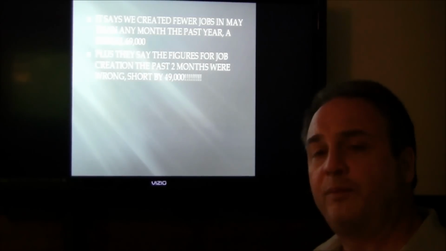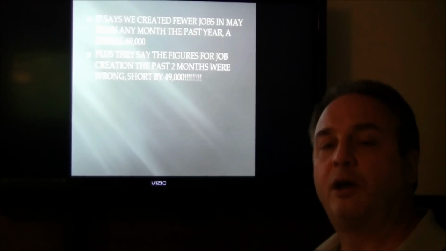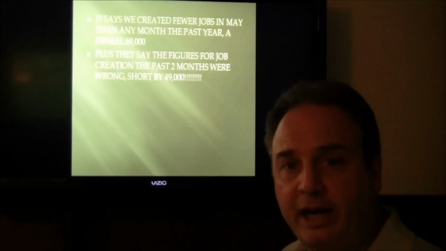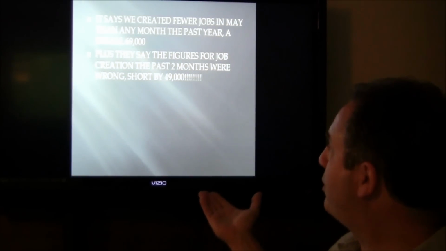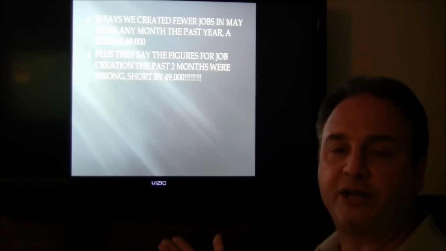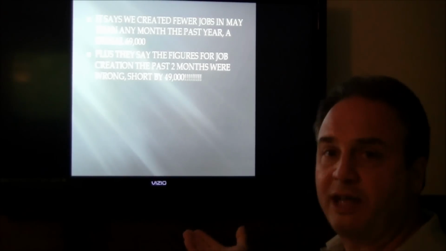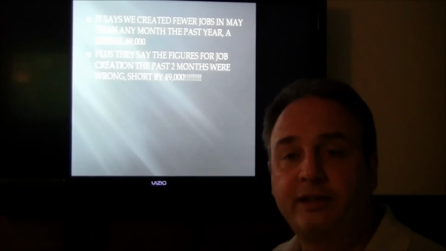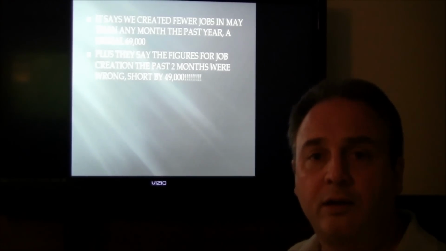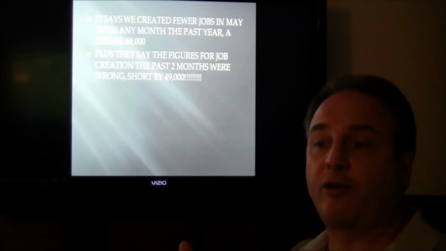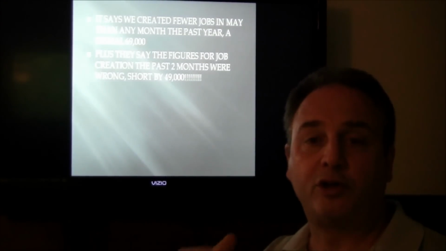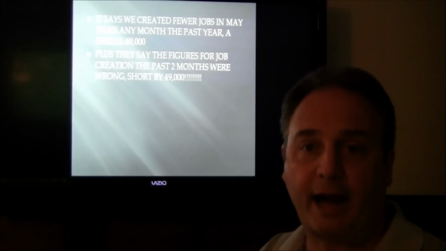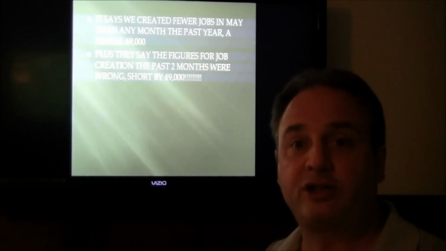Now, they also said, oops, the figures that we were putting out for March and April, we made a mistake. We were short. When we claimed job creation, we were short by 49,000. That means those jobs weren't actually counted. So that means the unemployment rate they've been putting out is actually higher than what they said. Which means that all the people that got their unemployment cut off and shortened because the unemployment rate dropped below 8% by a fraction, it's actually over 8%, and they should have that unemployment rate.